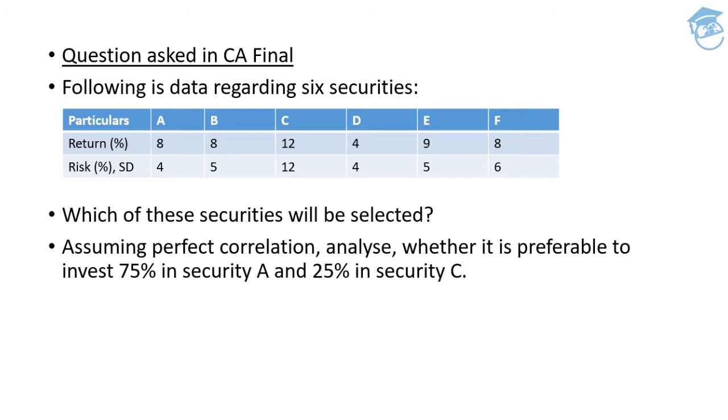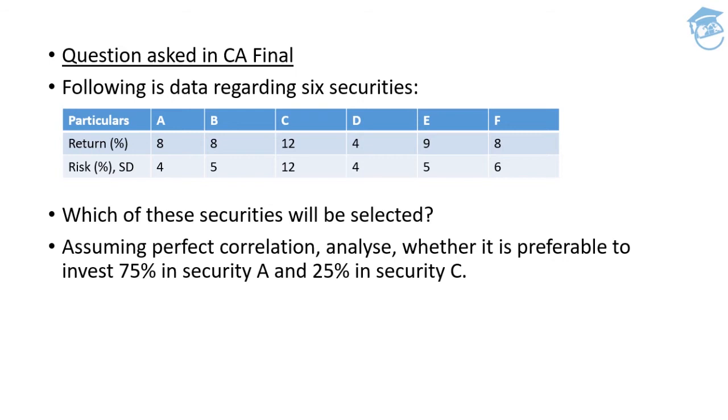So assuming there is perfect correlation, is it preferable to invest 75% in security A and 25% in security C? Absolutely not, because you can get 9% return merely by investing completely in security E. And for that, you'll have to bear the risk of only 5%, which is absolutely better in comparison with 75% investment in security A and 25% in security C. Choice is all yours. Picture is all clear in front of you.